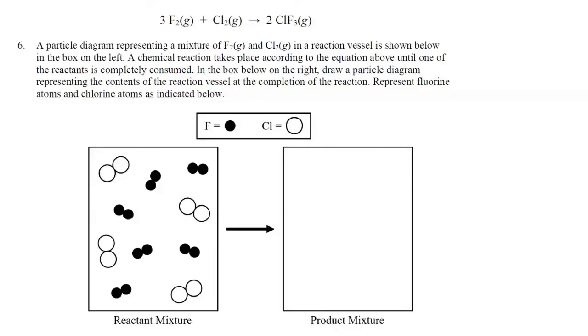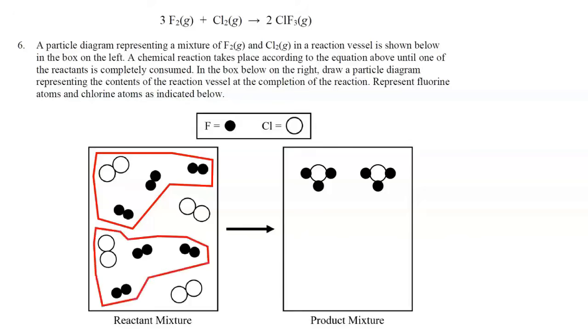So let's keep track. We have 3 molecules of fluorine reacting with 1 molecule of chlorine, and that would produce 2 molecules of ClF3. Let's do that again. 3 molecules of fluorine reacting with 1 molecule of chlorine to produce 2 molecules of ClF3. Now the only molecules that are left in the reactant mixture that have not been accounted for are 2 additional molecules of chlorine that are in excess or extra left over at the end. So now that particle diagram is complete.